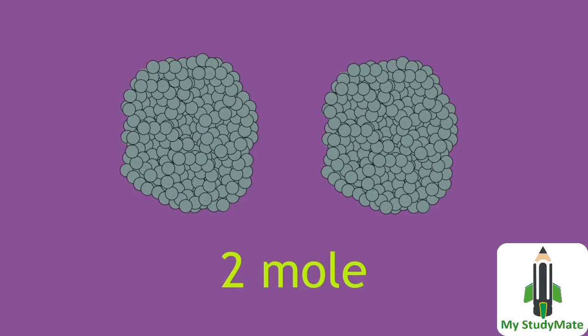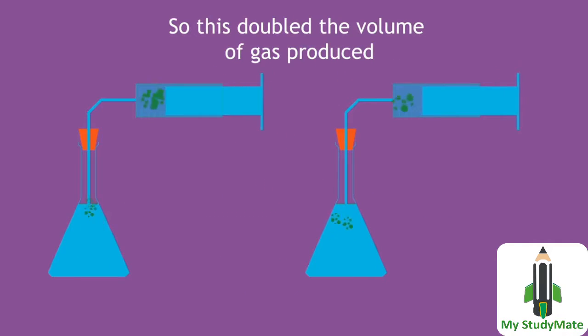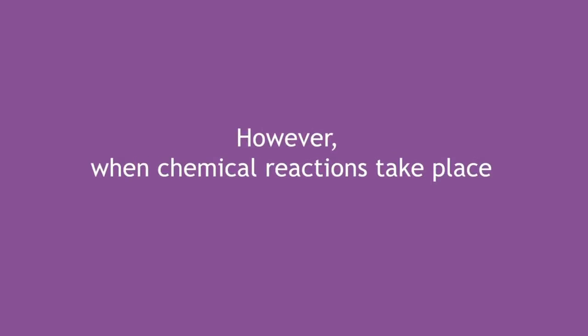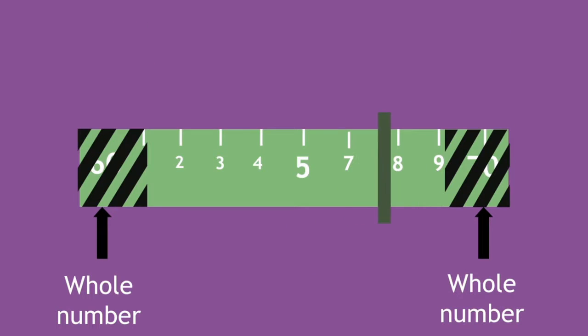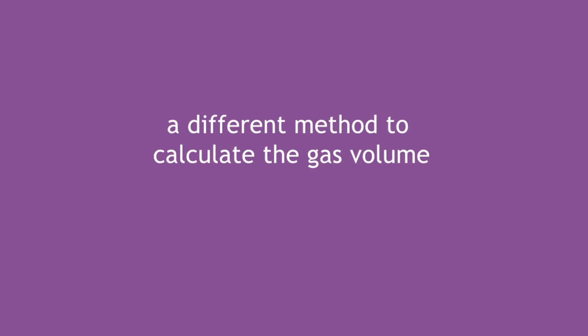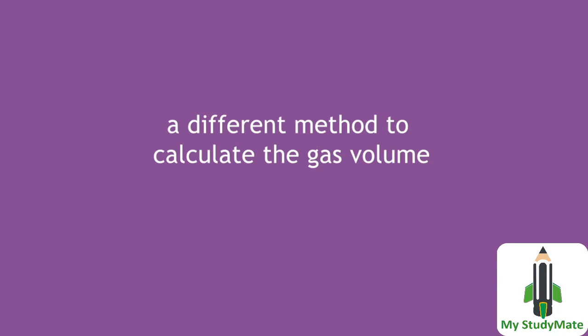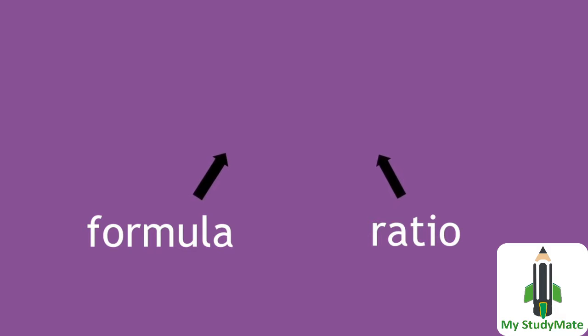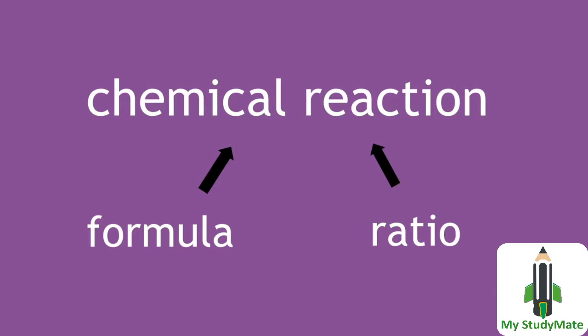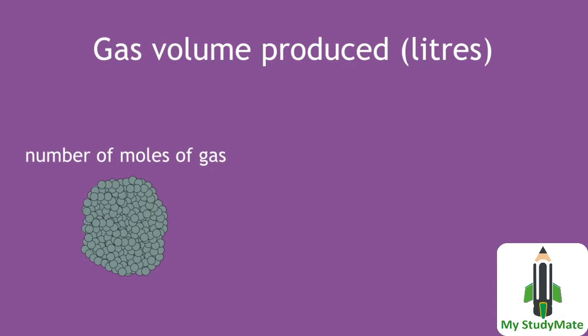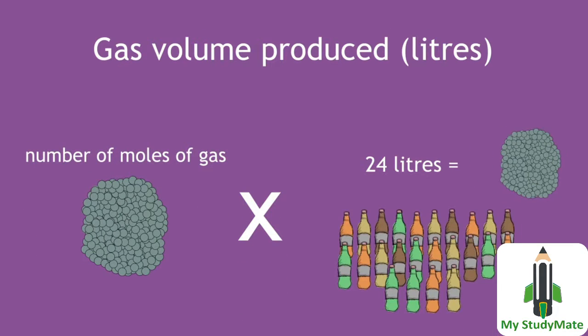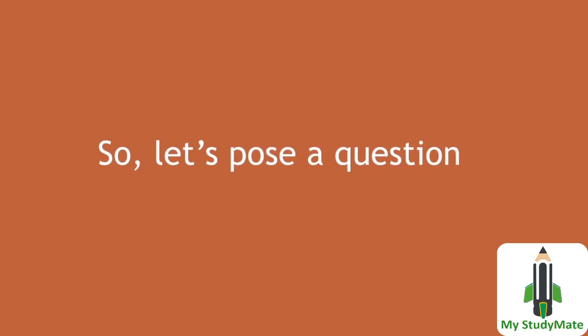volume of gas produced. However, when chemical reactions take place, they don't always produce whole numbers of moles of gas, and so you need a different method to calculate the gas volume. This is where you can use a formula and ratio given from a chemical reaction. The formula is gas volume produced in liters is equal to the number of moles of gas multiplied by 24 liters per mole. So let's suppose a question.